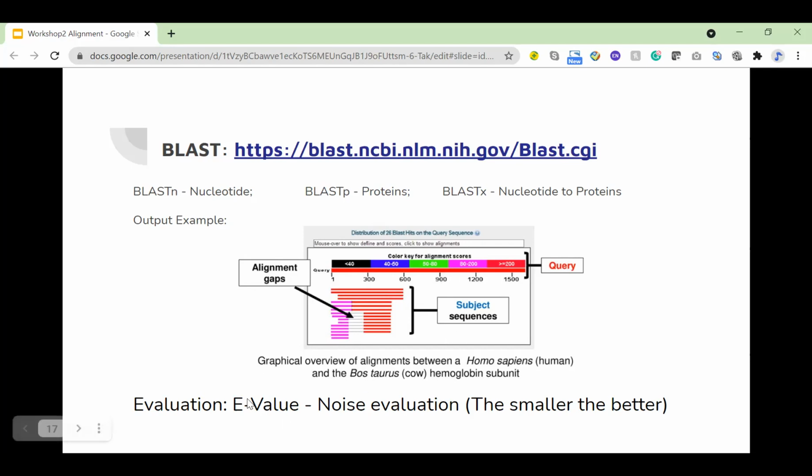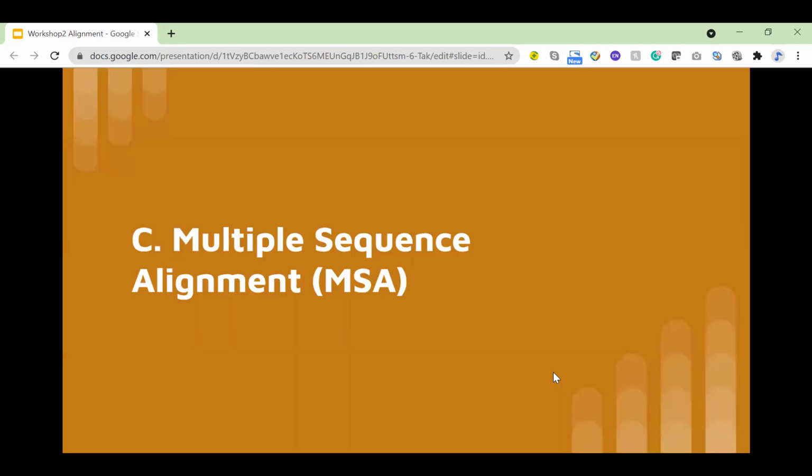One thing to emphasize is this e-value. When you look at the outcome of BLAST, you will see the e-value column there. It tells you how good the alignment result is. The smaller the value is, the better the outcome is. This is the key takeaway here for BLAST. Okay, so that's enough about pairwise alignment.